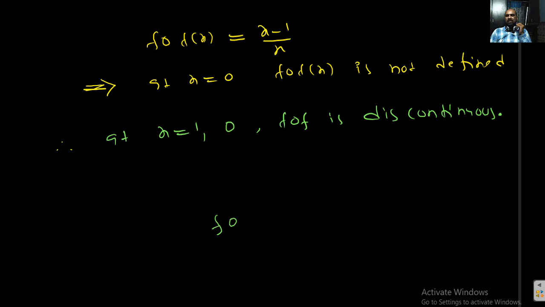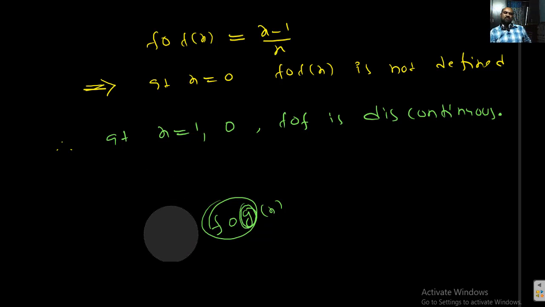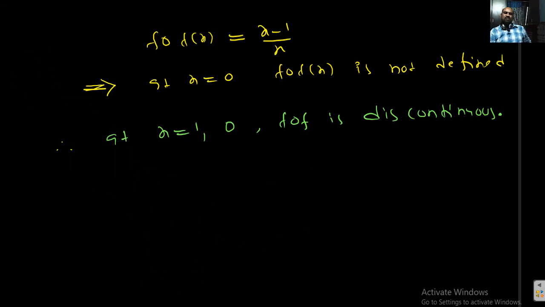Students, how to check the continuity of this function? First of all, you check the continuity of g of x. After that, you check the continuity of f circle g of x. Okay, that is the order. So here also f circle f is given. We want to check the continuity. First of all, I found the discontinuity for f function. After that, I found the discontinuity for f circle f.